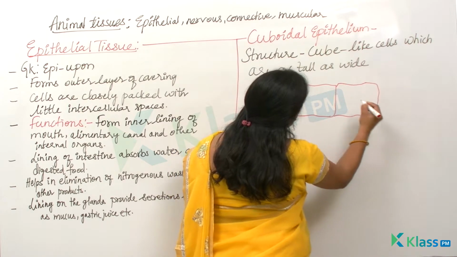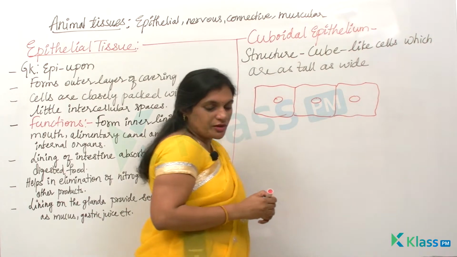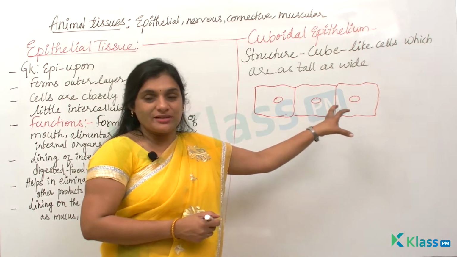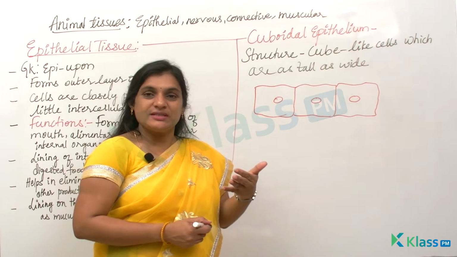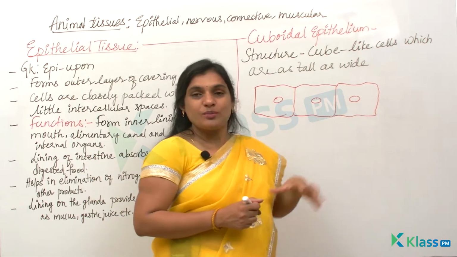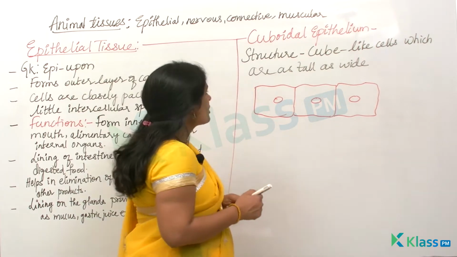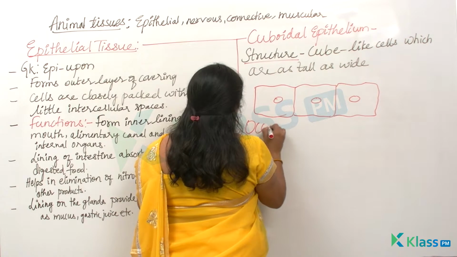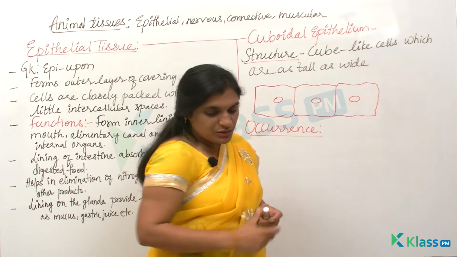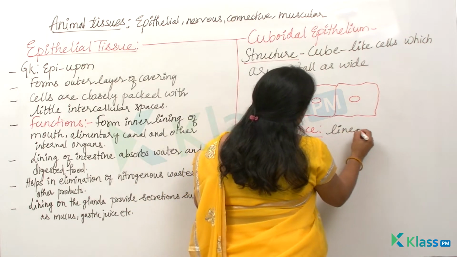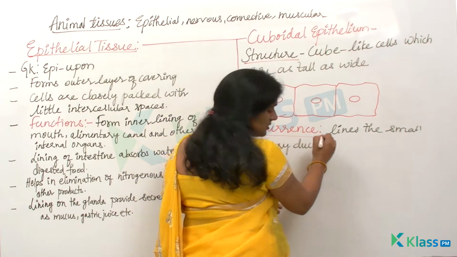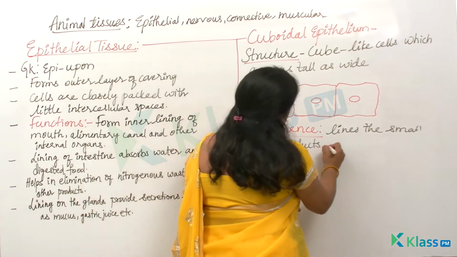The cells, right? When you look at this cuboidal epithelium, they seem to be like this. Look at it under a microscope, and you see the cells are cube-like structures, and when you look at the front view, they seem to be square-shaped cells, and the outline of these cells seems to be polygonal or square, right? Now, when you talk about the occurrence, this is the structure. Now, let us see where these occur. They are usually present in the lining of the small salivary ducts. That means they are found in the small salivary ducts and your sweat glands.